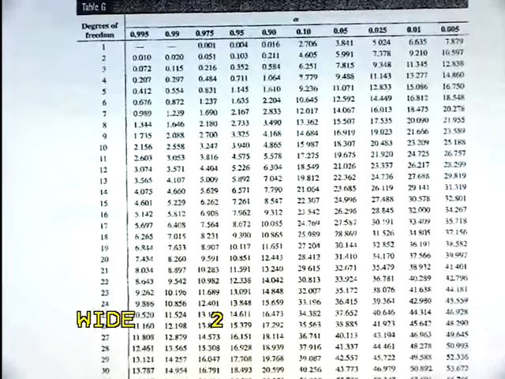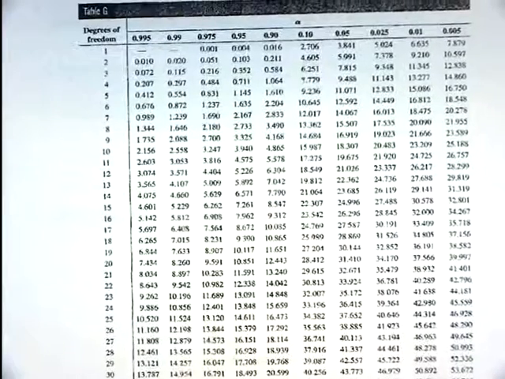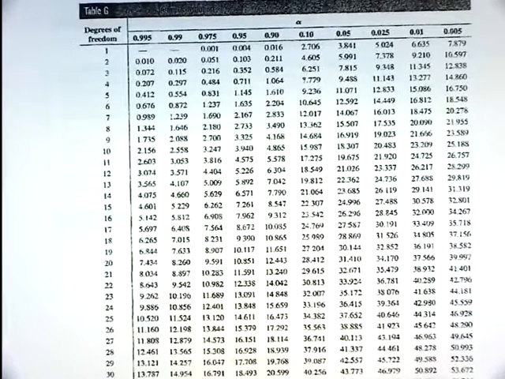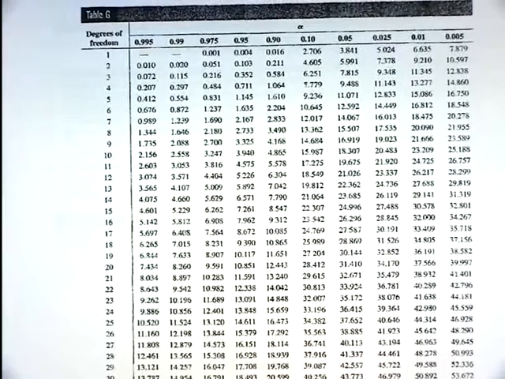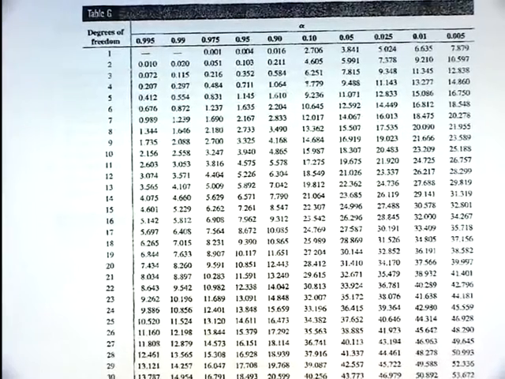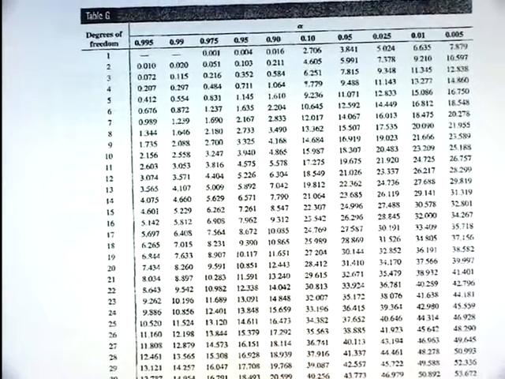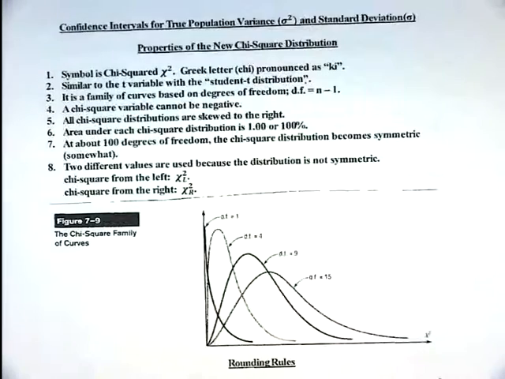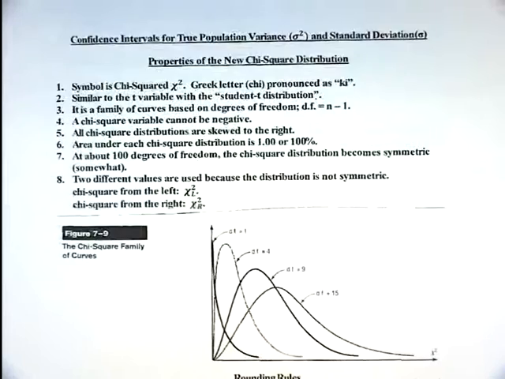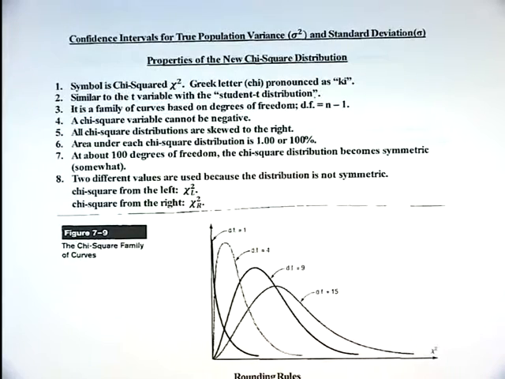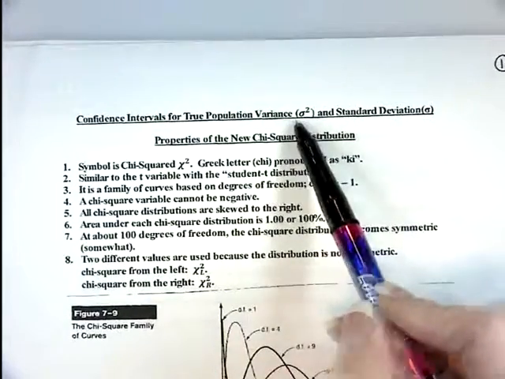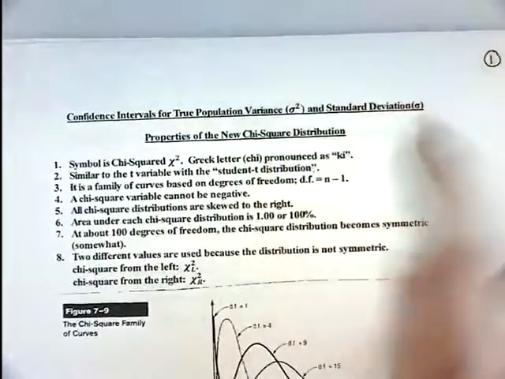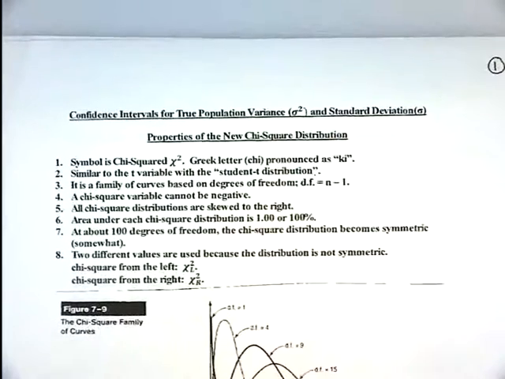I will teach you how to find this table. It's necessary in order to calculate chi-square intervals for the true population variance and true population standard deviation. So I will refer to this table very often throughout the lecture notes. The next page of the lecture notes pertains to the properties of the new chi-square distribution. Again, these are confidence intervals for true population variance and true population standard deviation, sigma squared and sigma.